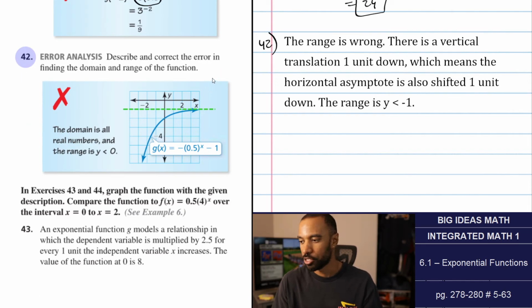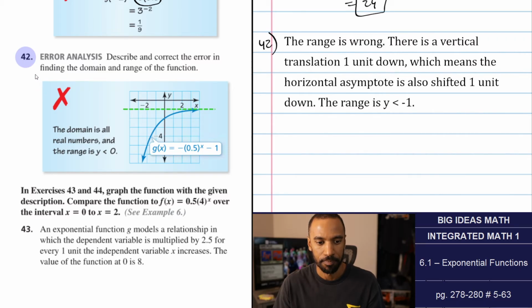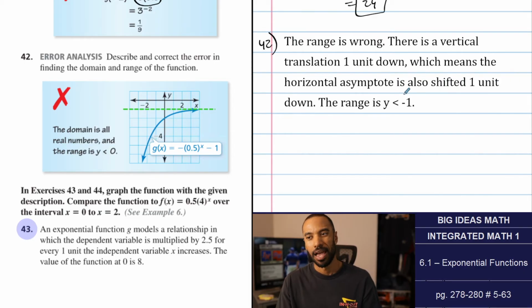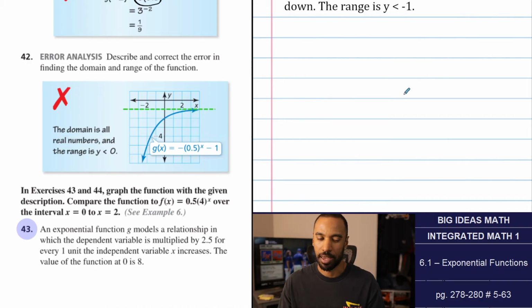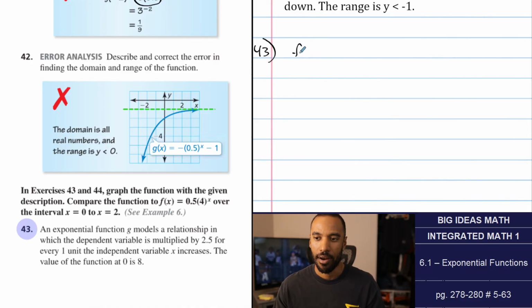Okay. Now, exercises 43 to 44, graph the function with the given description. Compare the function to f of x equals 0.5 times 4 to the x power over the interval x equals 0 to x equals 2. I feel like we have to graph both of these this time. I feel like I'm not allowed to kind of change it unless I provided a table, but I'm probably going to avoid doing that too. All right, we have this f of x equals here. Let's read the description of this. We'll call it g of x, okay?